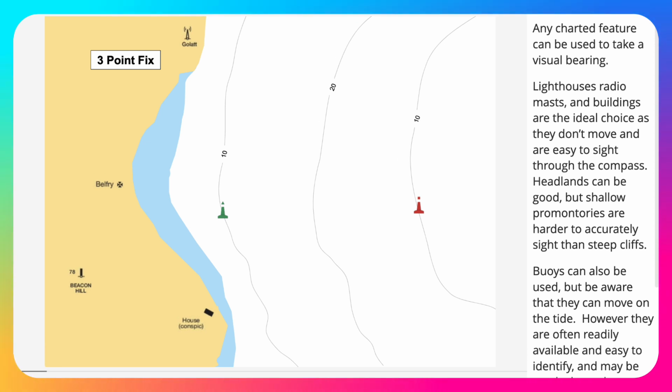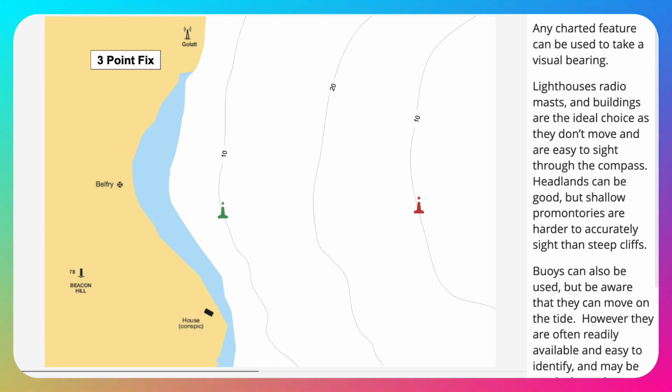Any charted feature can be used to take a visual bearing. Lighthouses, radio masts, and buildings are the ideal choice as they don't move and are easy to sight through the compass. Headlands can be good, but shallow promontories are harder to accurately sight than steep cliffs.